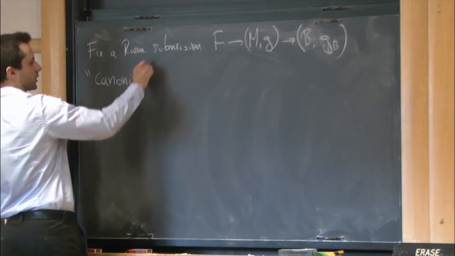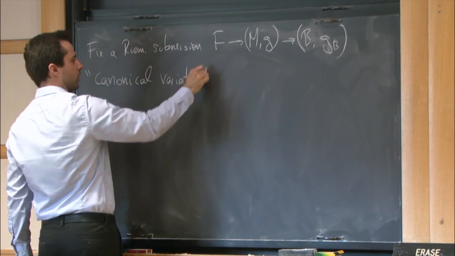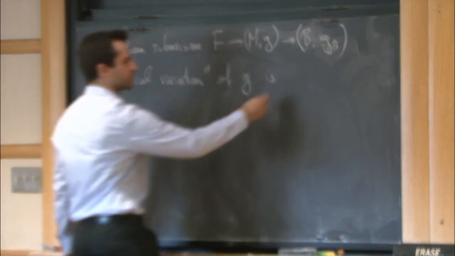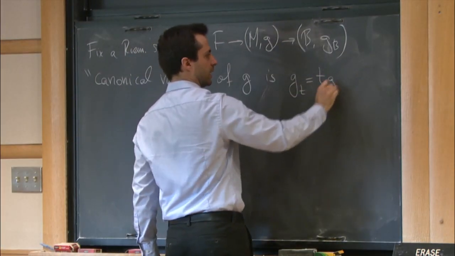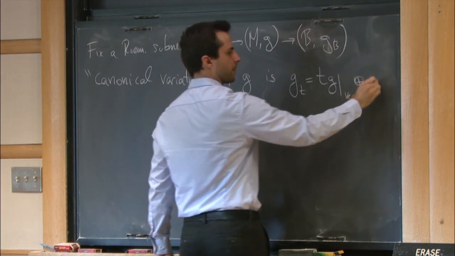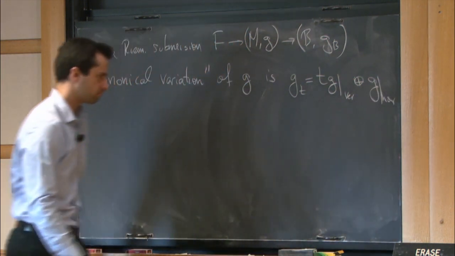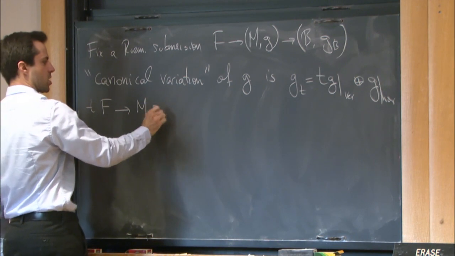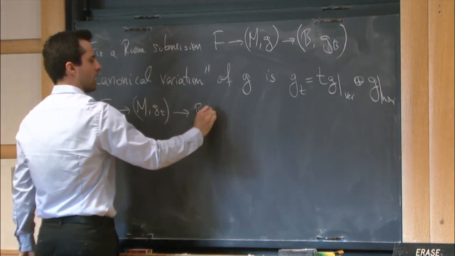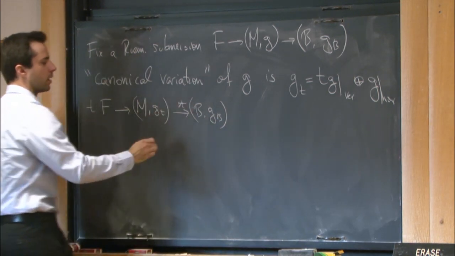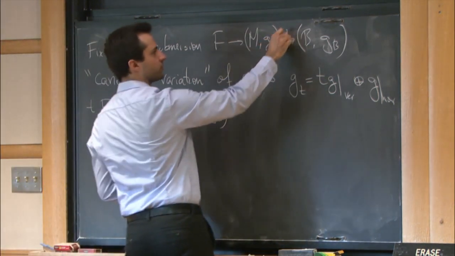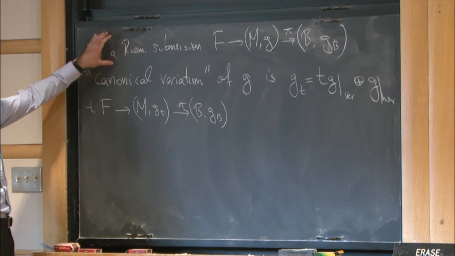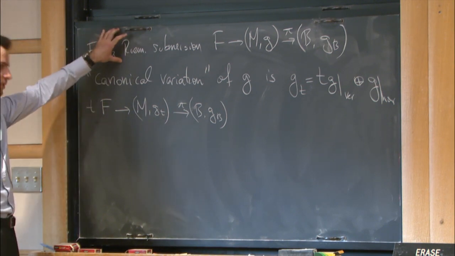I guess in Besse's book it's called the canonical variation of g. It's this family of metrics g_t given by rescaling the vertical directions by t and preserving the horizontal directions. So this gives rise to a family of submersions, and it's an elementary exercise in Riemannian geometry that these are again Riemannian submersions for each value of t. And if you started with something that has minimal fibers, the fibers here remain minimal. If they were totally geodesic, they remain totally geodesic.